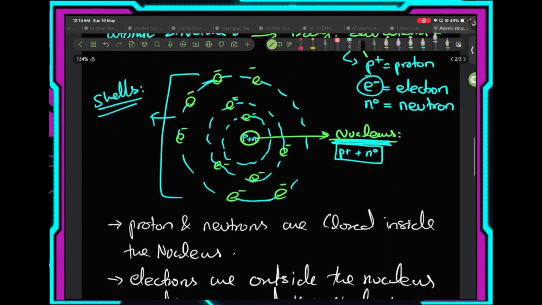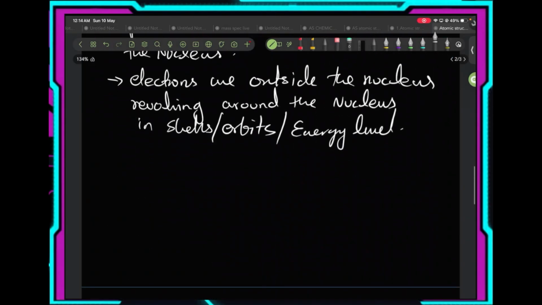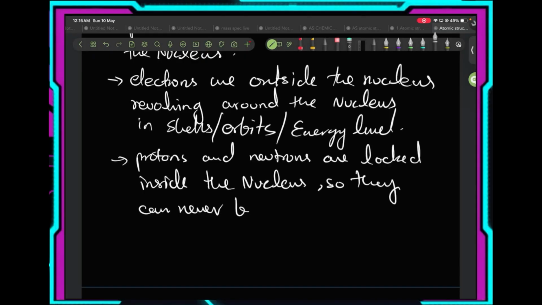The next point would be, since the neutrons and the protons are closed inside the nucleus, they can never be gained, never be lost or shared with anybody. Okay? So the next point is that the protons and neutrons are locked inside the nucleus, so they can never be shared, lost or gained.